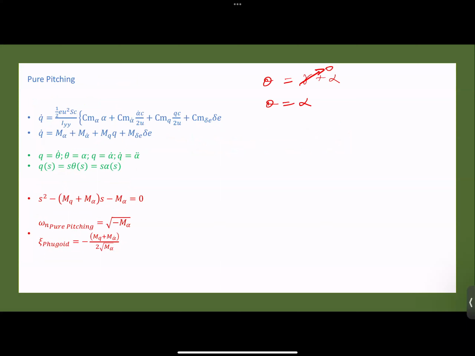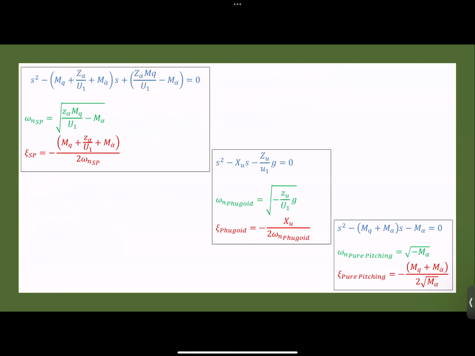So with this assumption, these are the mathematical quantities that you get. Okay. And when you substitute these into the main equation, you get the second order equation of motion given by this equation. And again, when you equate it to a typical second order equation, you get the natural frequency and damping ratio. Okay. And this slide summarizes the three approximations. You can see the three natural frequencies, three damping ratios, see how they are related to each other. Okay. So this is for the short period. This is for long period of phugoid. And this is for pure pitching. Okay.